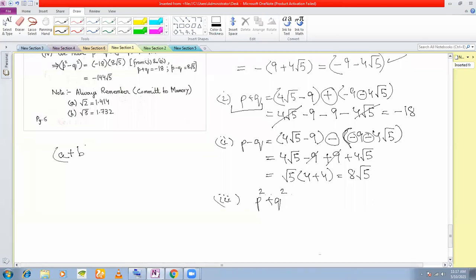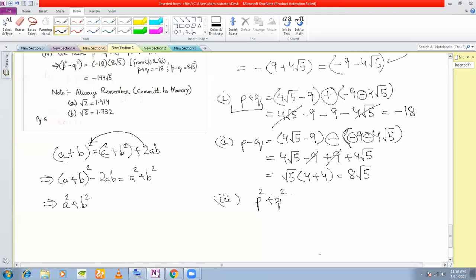You know that A plus B whole square is A square plus B square plus 2AB, isn't it? This is what you know. If I transpose this to this side, what will happen? I will get A plus B whole square minus 2AB is equal to A square plus B square, right? So A square plus B square is equal to A plus B whole square minus 2AB. Now this is what we are going to use here. If you're taking science in future, you'll be expected to remember this later on. But if you remember this right now, it will be good for you.